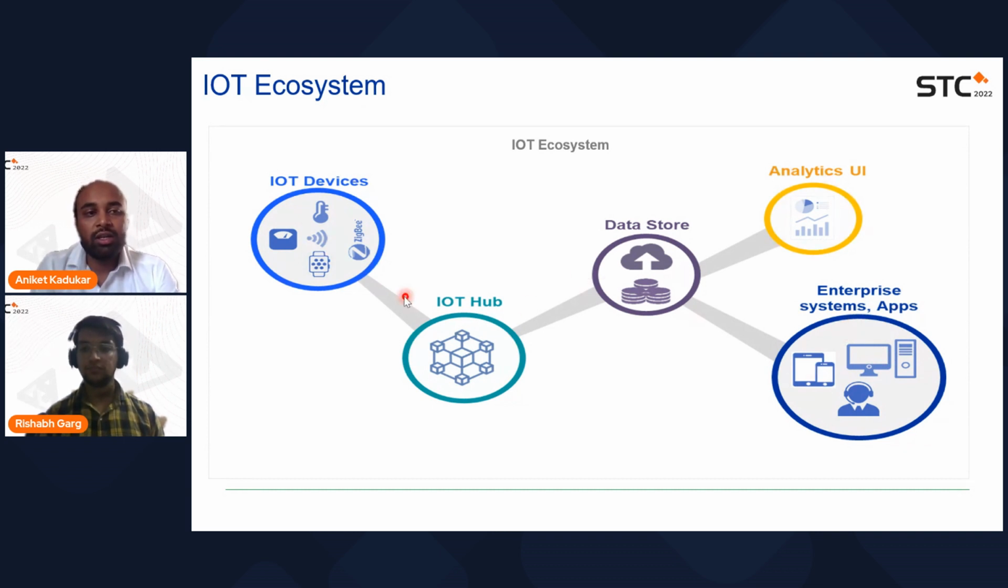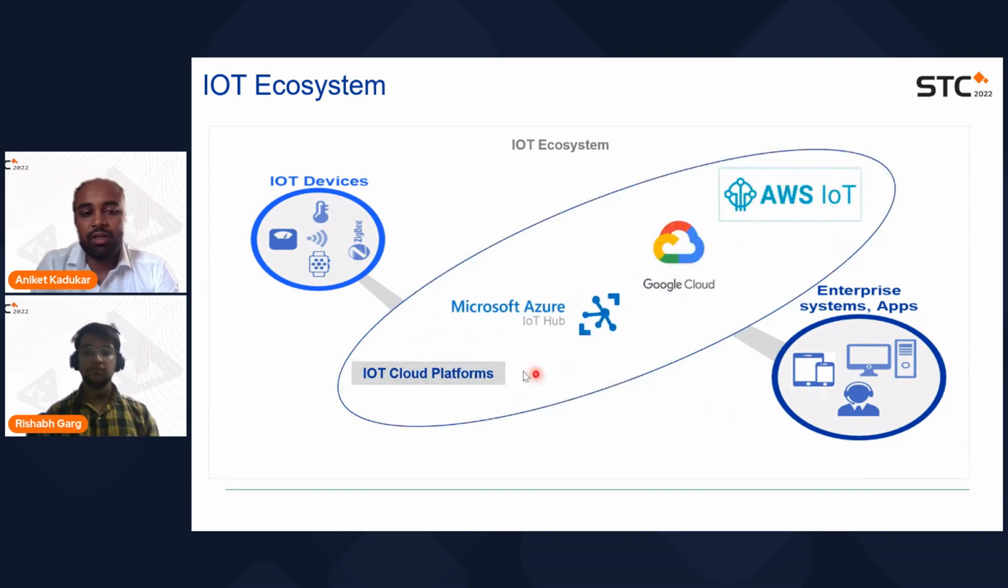So this is how the IoT ecosystem works, and this is the flow of any IoT application: from the IoT device to the IoT hub, then it is stored in the data store, further analytics is done on the data, and it shows us the data on the enterprise system, where we can visualize all the data. As I told you, there are some hyperscalers which are most prominent in the IoT industry. The first is Microsoft Azure, the second is AWS IoT, and then Google Cloud. These are the three most prominent IoT cloud platforms available nowadays.